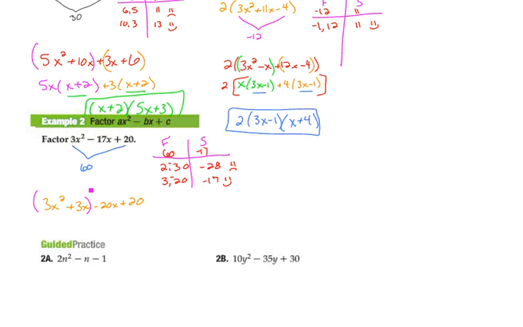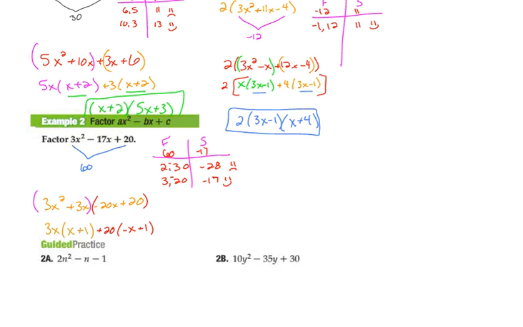Now let's do some grouping. Okay, looks like we have a 3 and an x in common. 3x squared divided by 3x is just an x. 3x divided by 3x is a 1. Do I have a negative 20 there? I do have a negative 20. So on this one, we have a 20 in common, a positive 20. We actually have a negative x here and a positive 1 that's left over.